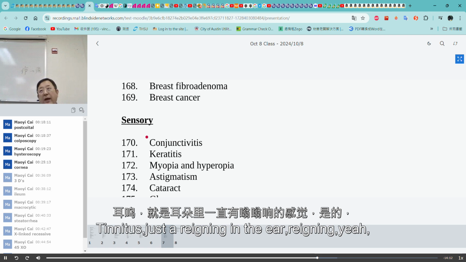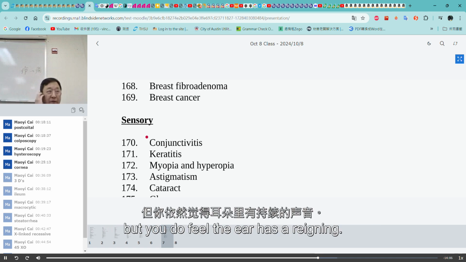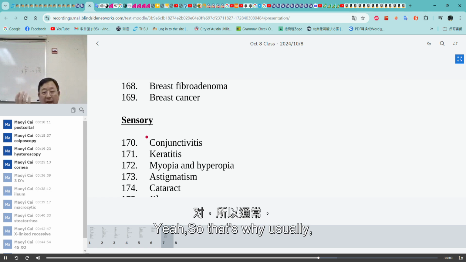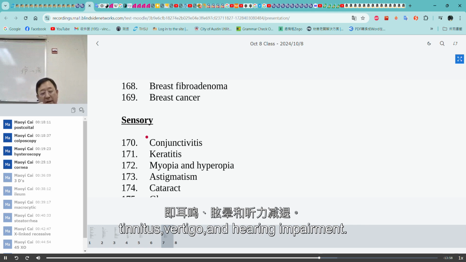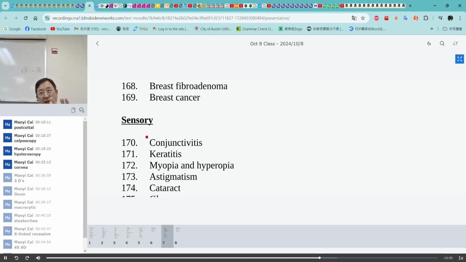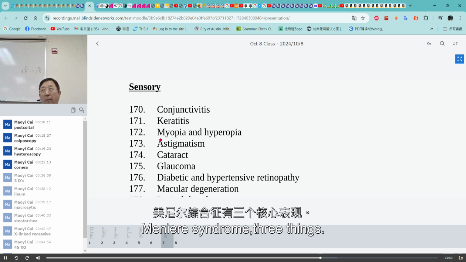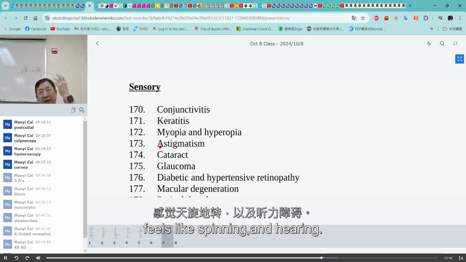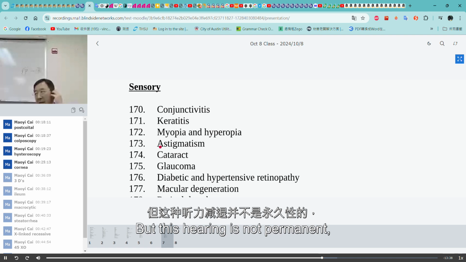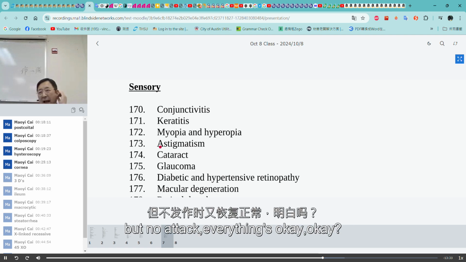Tinnitus, just the ringing in the ear, which is a hallucination. That means you don't actually have any stimulation, but you do feel the ear ringing. So that's why we usually say a patient who has three symptoms, tinnitus, vertigo, and hearing impairment, has Meniere syndrome, right? That's number 186. Meniere syndrome, three things: tinnitus, ringing in the ear; vertigo, feels like spinning; and hearing impairment. But this hearing loss is not permanent. It's more fluctuating. During an attack, hearing is reduced, but with no attack, everything's okay.